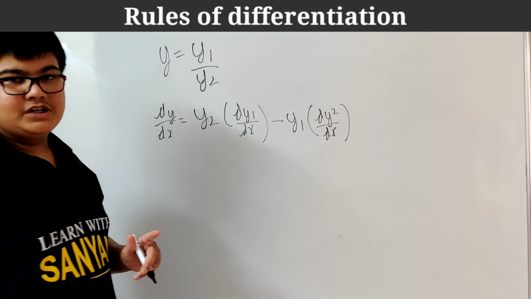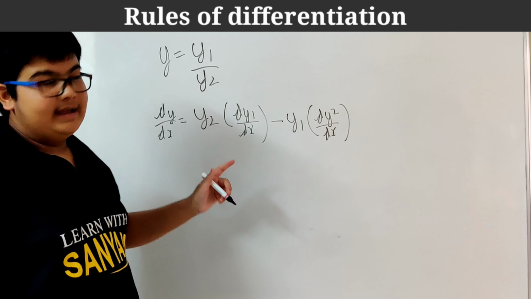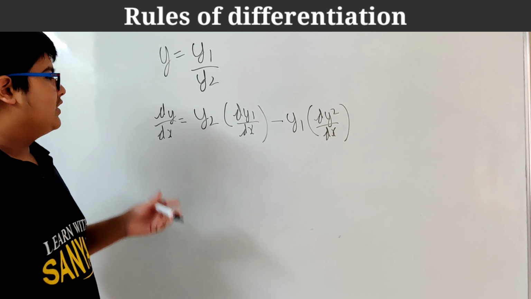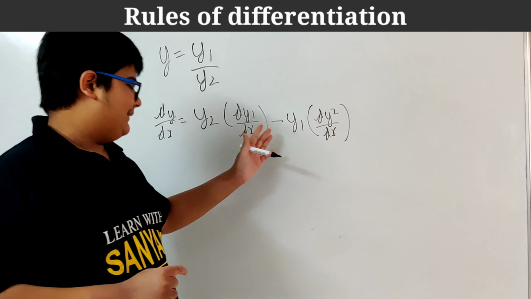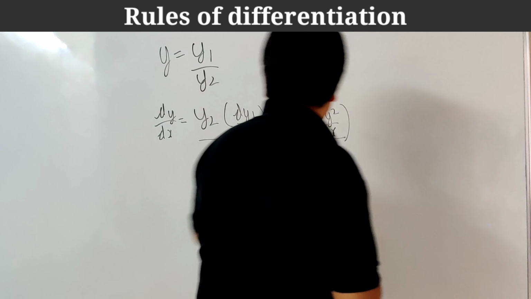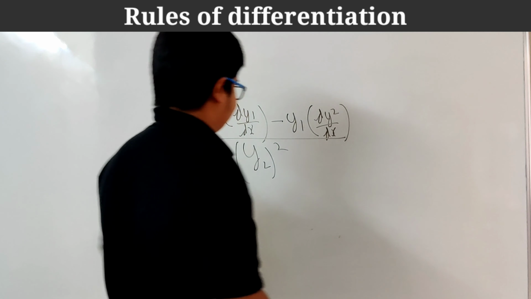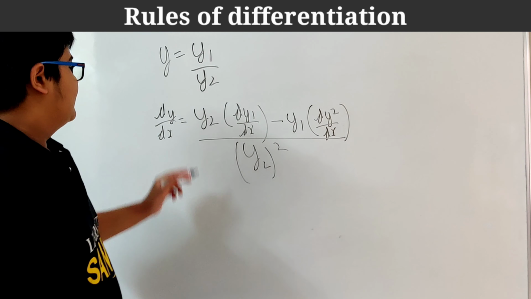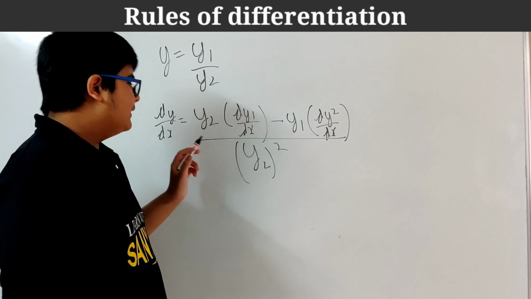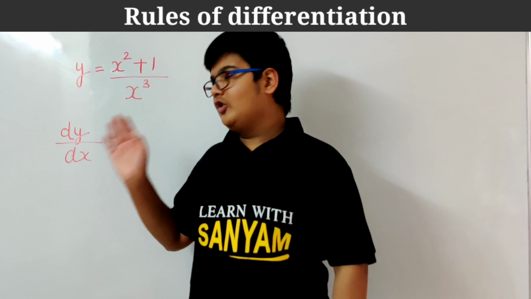So in the multiplication rule, we first took the first function and differentiated the second. But in the division rule, first we will take the second function and differentiate the first, because if we do otherwise, then when we do subtraction, the answer might change. And in the denominator, we will put y2 whole square. So this is the division rule: y2 times the differentiation of the first, minus y1 times the differentiation of the second, upon y2 square. So let's solve a question based on the division rule.